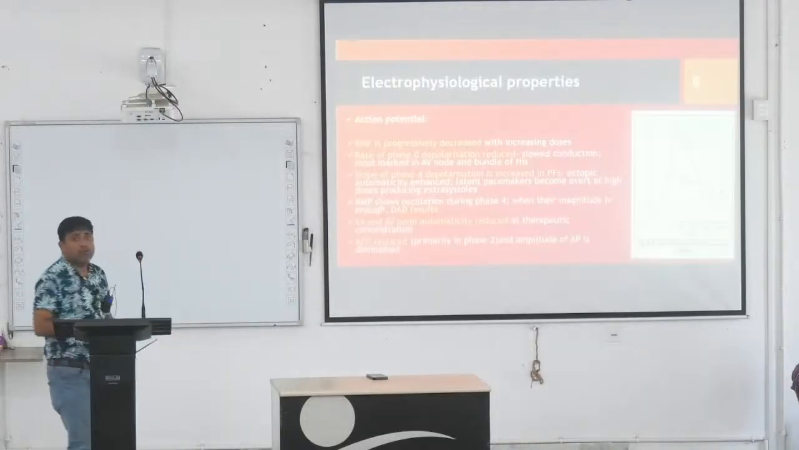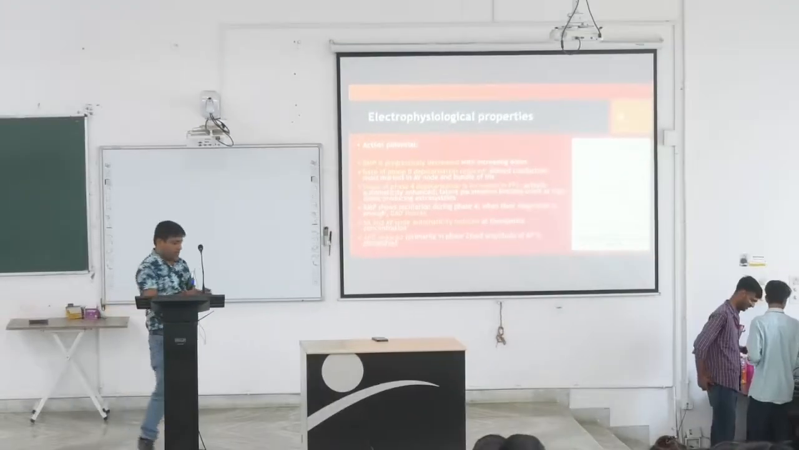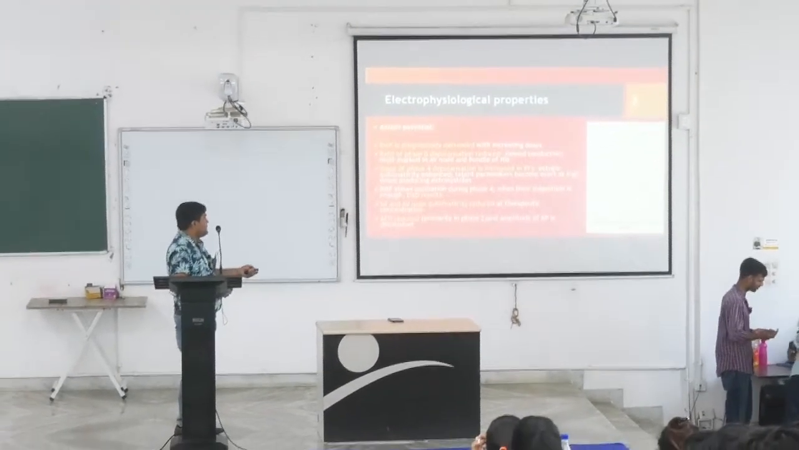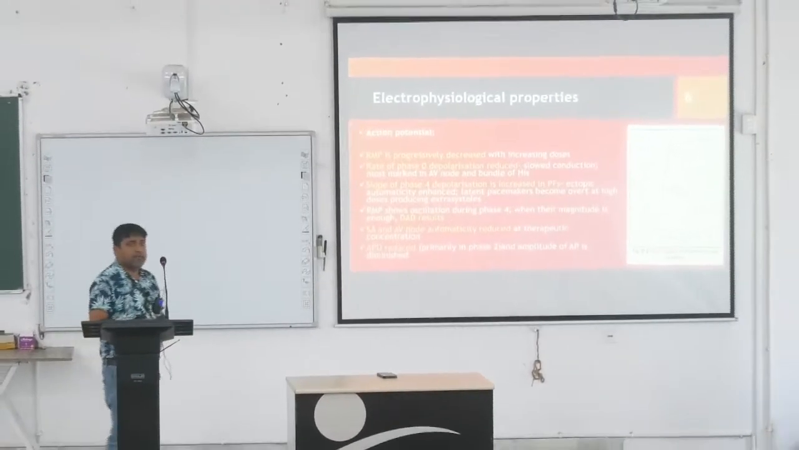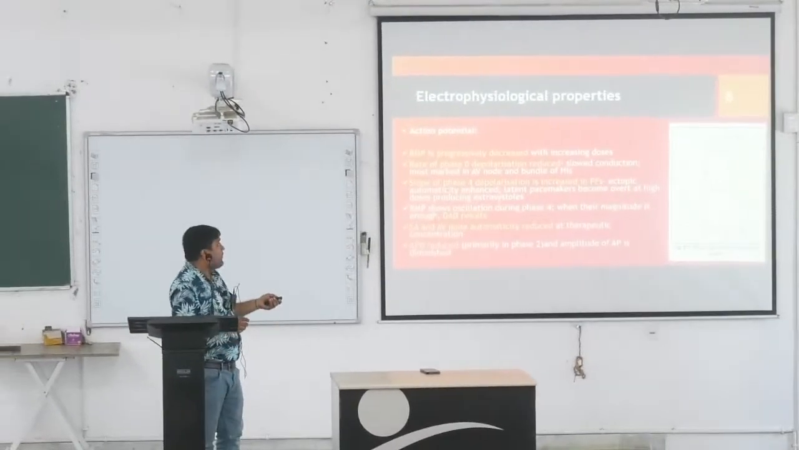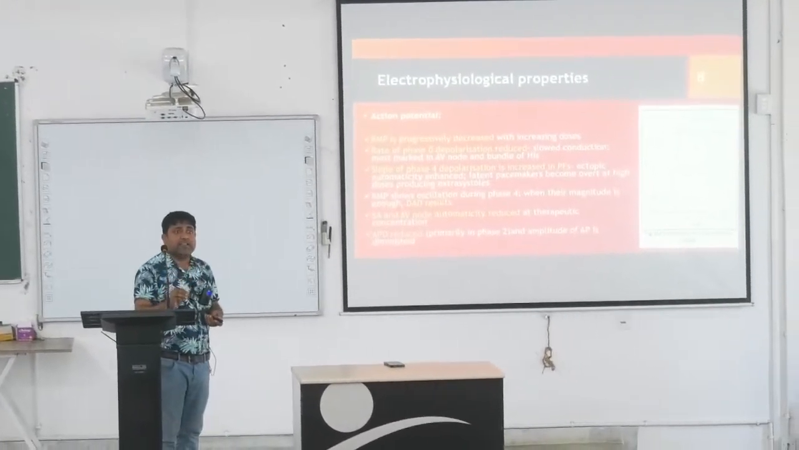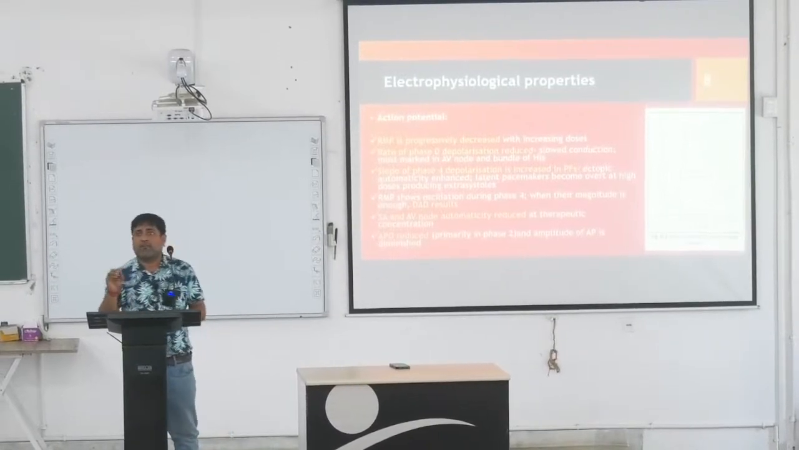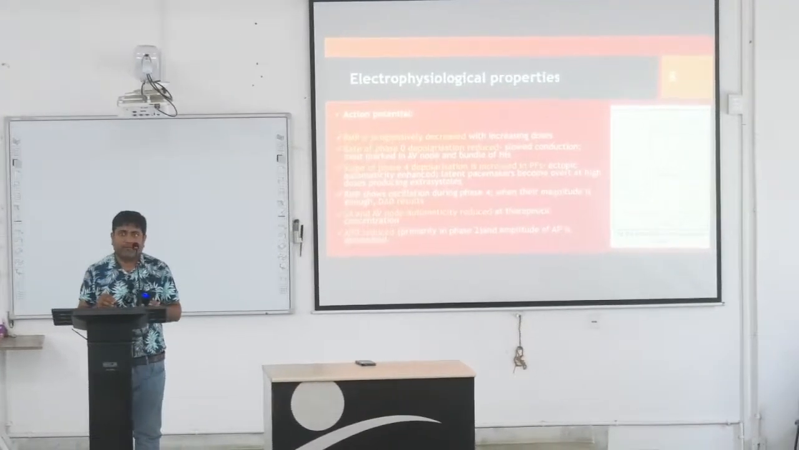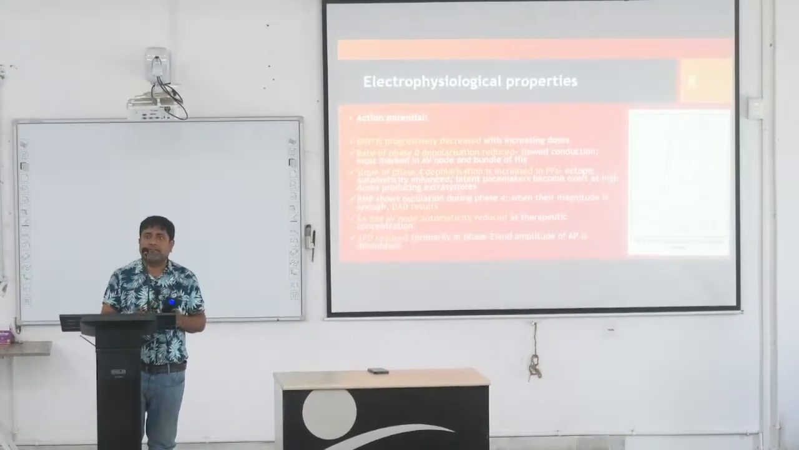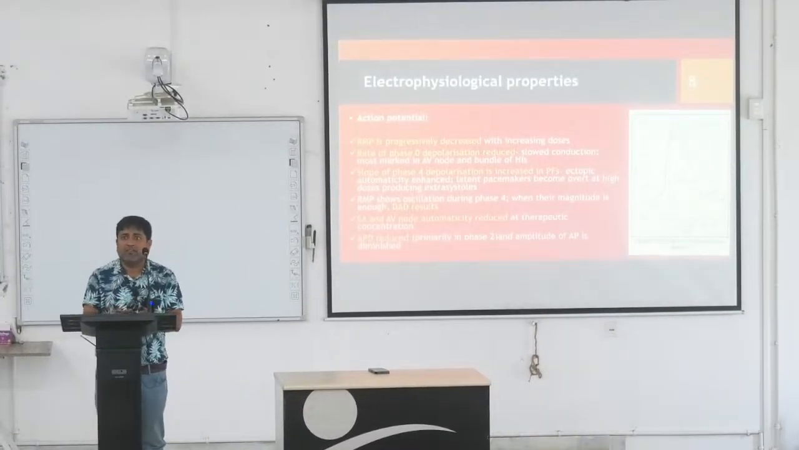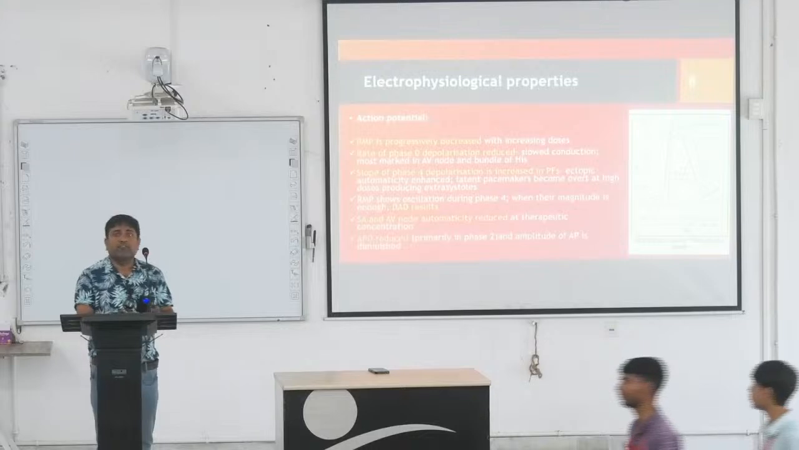Now coming to electrophysiological properties, this is the action potential of the cardiac myofibers. Now the effect of digitalis on different fibers of the heart is different. For example, some phases of the action potential are more affected in the SA node or AV node rather than Purkinje fibers.